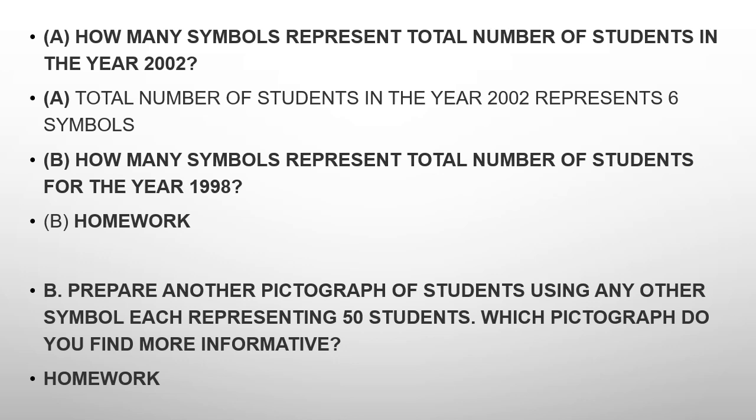Now children, one more bit is there. Prepare another pictograph of students using any other symbol, each representing 50 students. So children, the question is same. The only thing is you have to use another symbol. In the before sum we have used one symbol to represent 100 students. But here they are asking to represent one symbol to 50 students.